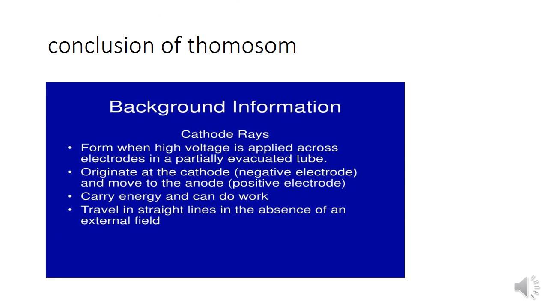Conclusion of Thomson. They used cathode rays. He found that, for background information about cathode rays, cathode rays form when high voltage is applied across electrodes in a partially evacuated tube. Then they originate at the negative electrode, the cathode, and move to the positive electrode, the anode. Then they carry energy and can do work. They travel in a straight line in the absence of an external field.